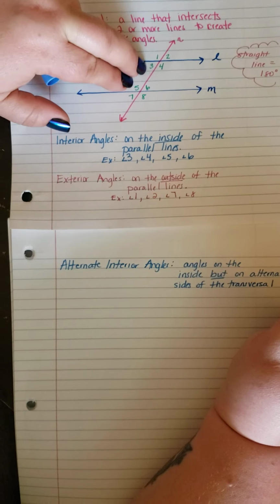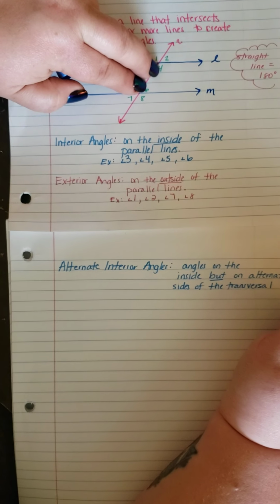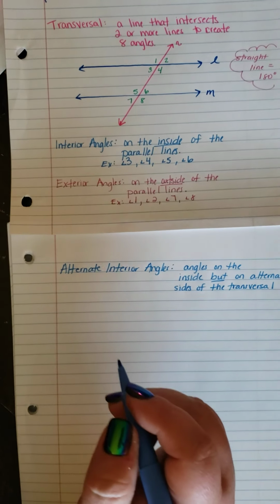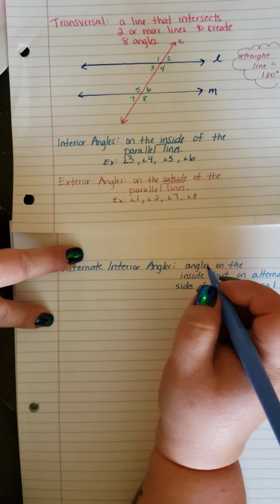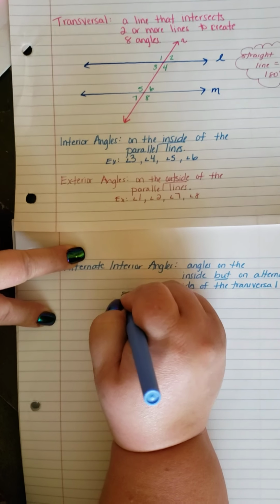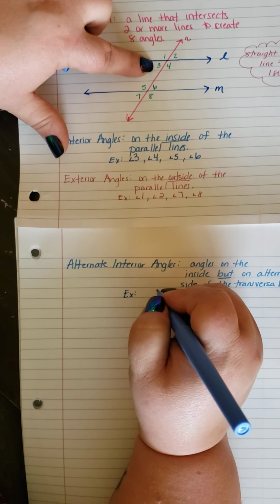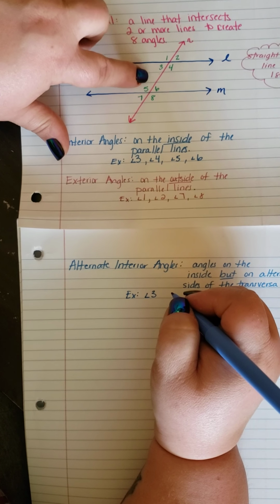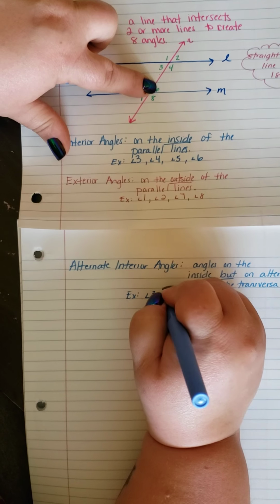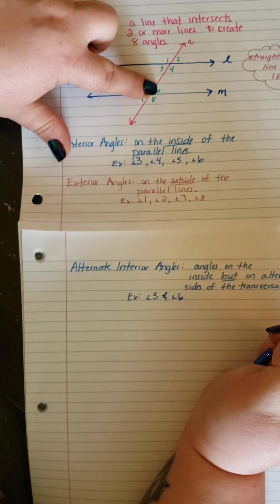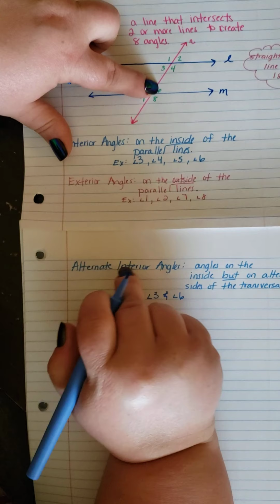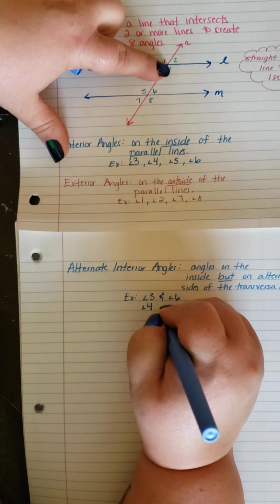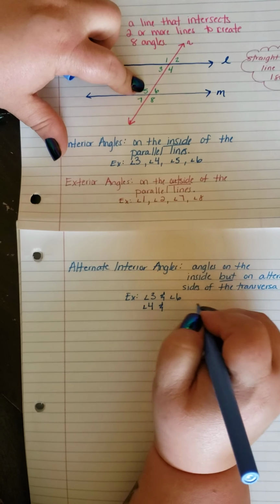So, inside. They're on the inside of my parallel lines. My alternate interior angles, my two pairs here, in my example, if I start with angle 3, on the inside, but on the other side of the transversal is angle 6. Angle 3 and angle 6 are called alternate interior angles. I also have one more pair, angle 4 and angle 5.